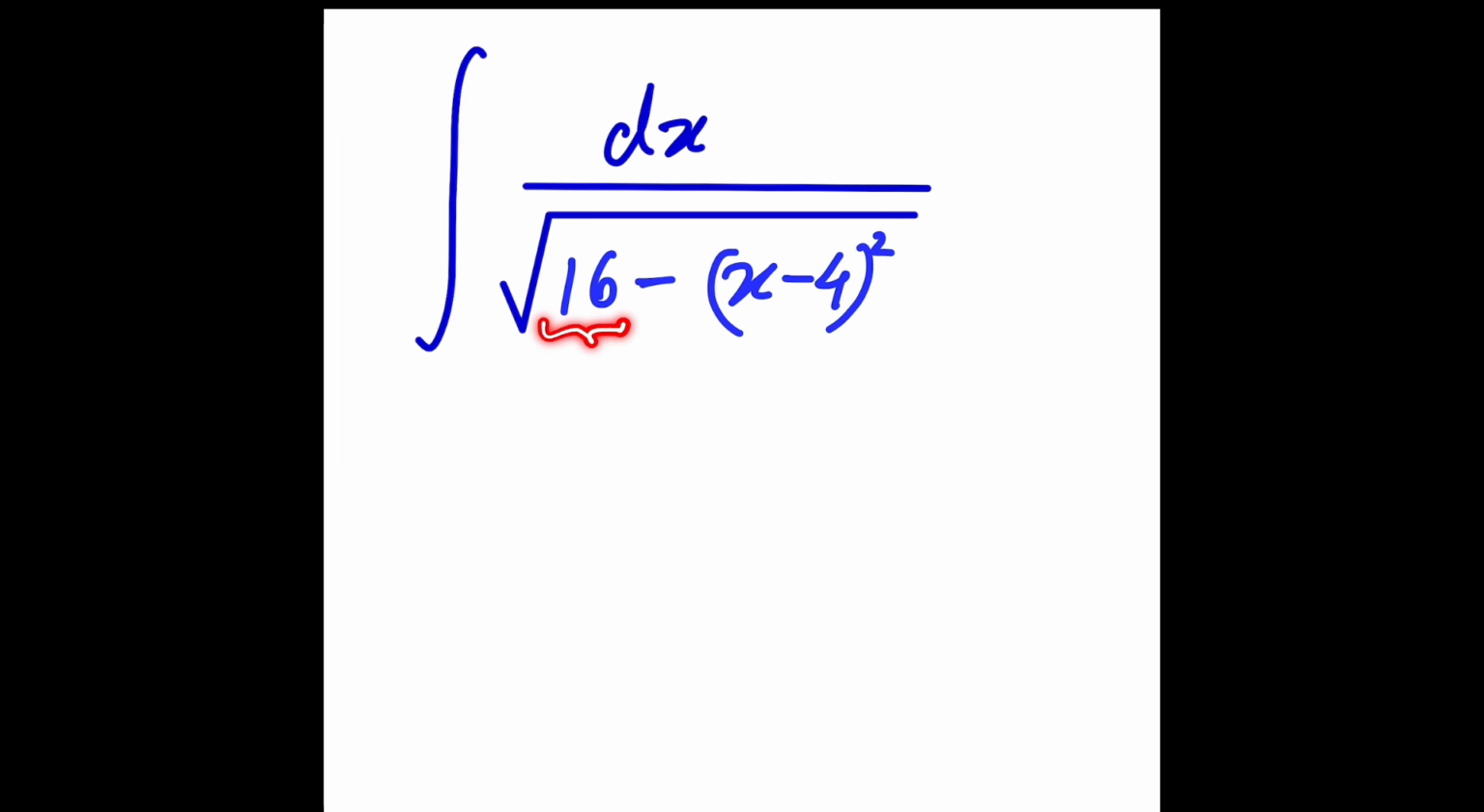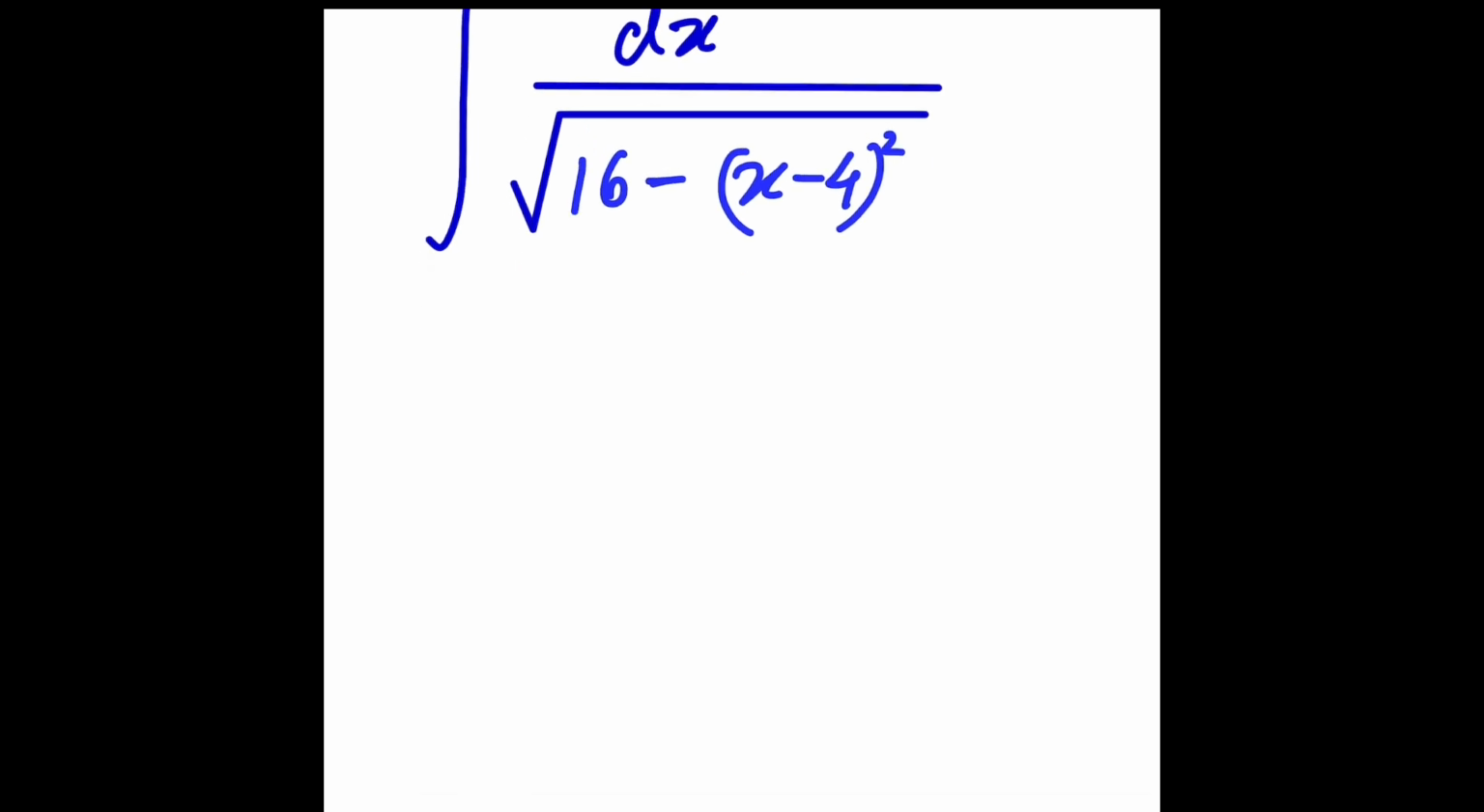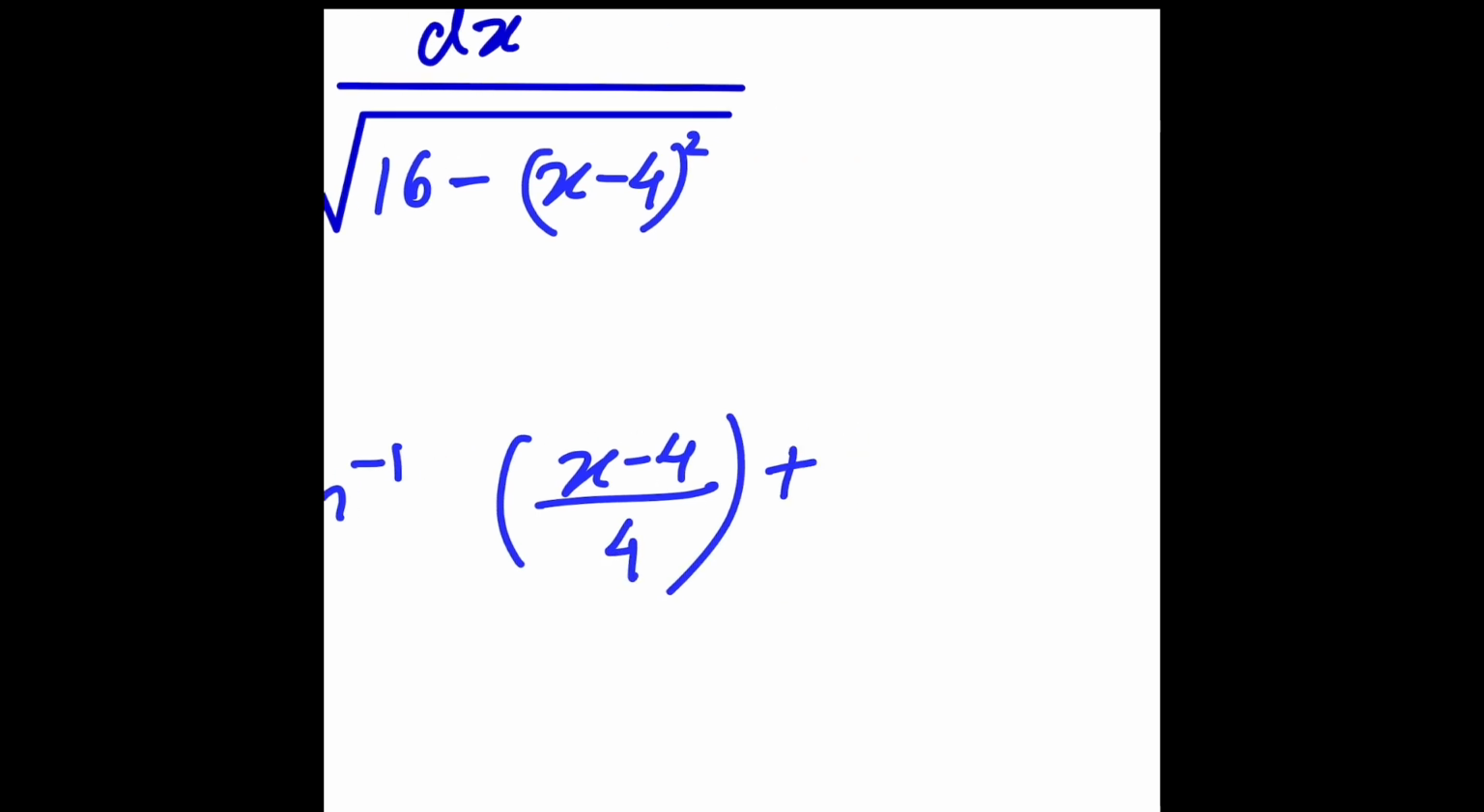Here, we have a constant 16, but there's no square here, so we'll be taking the square root of 16, which gives us 4. Thus, we'll be writing it as 4 squared. That is the same as a squared. Since these conditions have been met, we can apply our sine inverse formula and write the final answer as this. Sine inverse of box divided by a plus c.